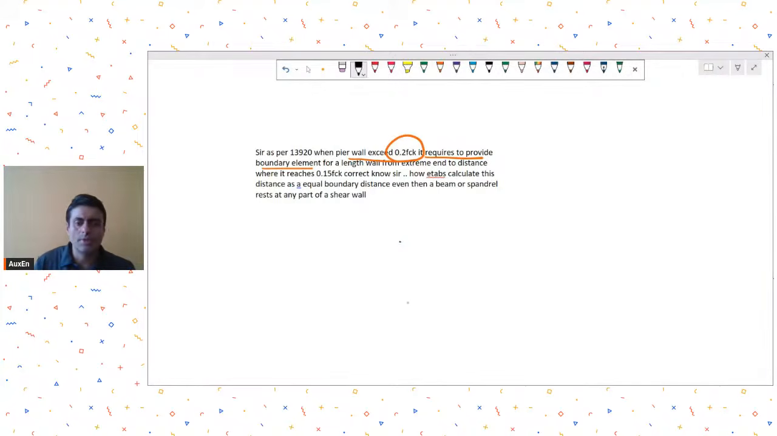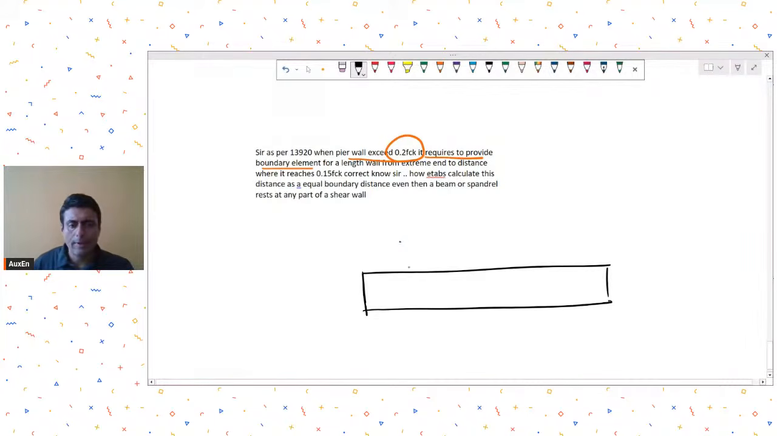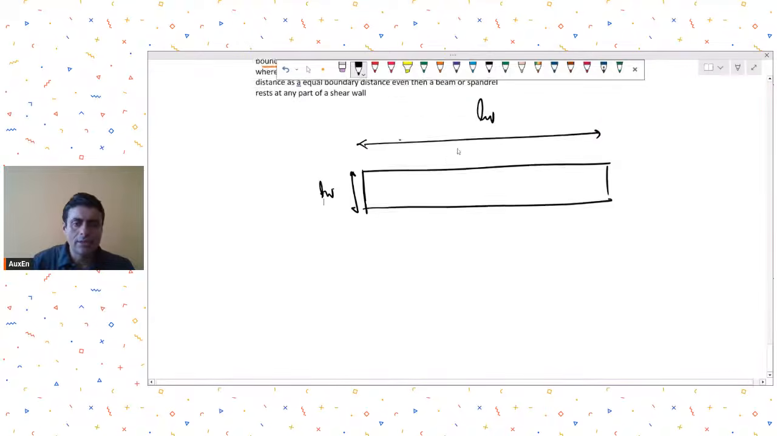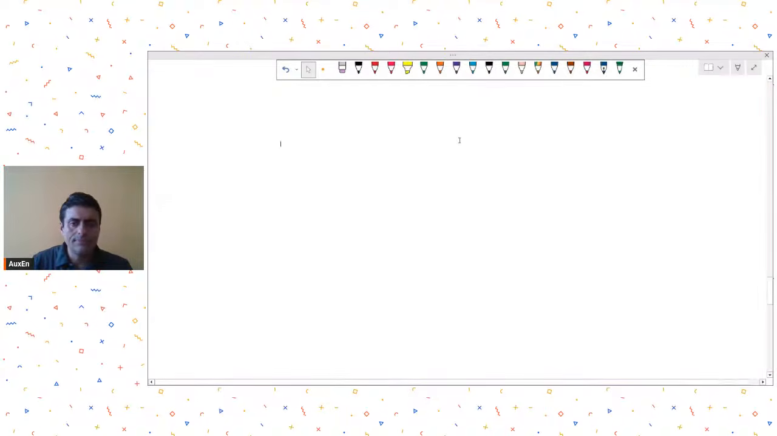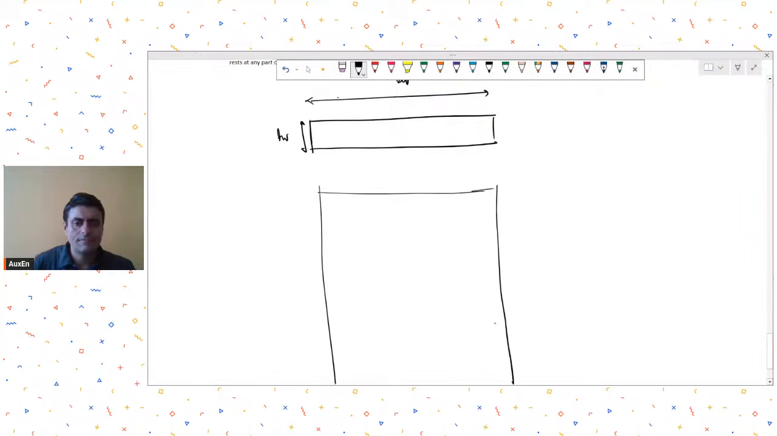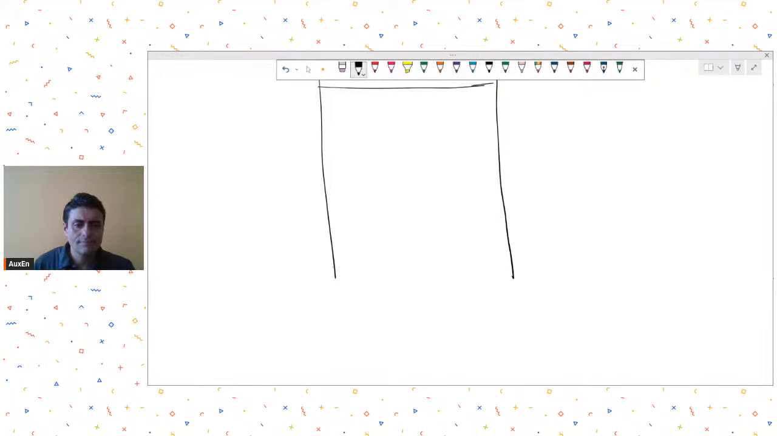Okay, so you must be knowing this, that if this is the plan of my wall, let's say this is the length of the wall and this is the thickness. And let's say in elevation, if I try to draw it in elevation, so this is my height.